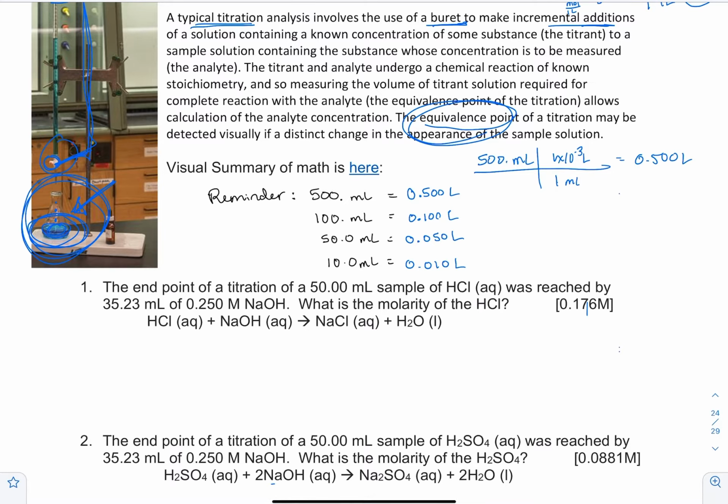So that's how you convert any of the milliliters. You just move that decimal to the left 3 times if you're going from milliliters to liters, which is most of the time what you're going to do. You'll be given information in milliliters and you're going to get into liters.